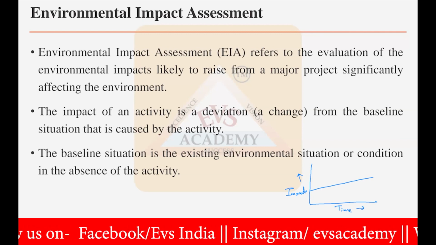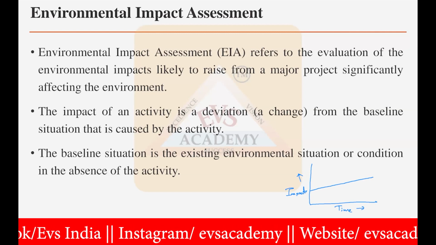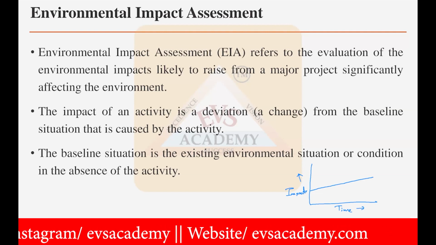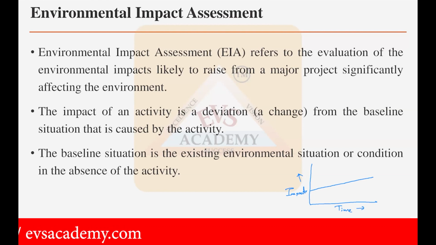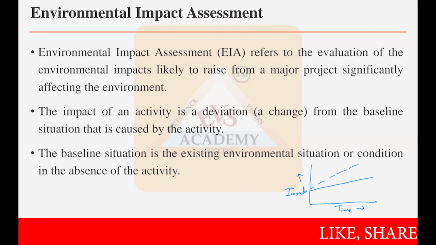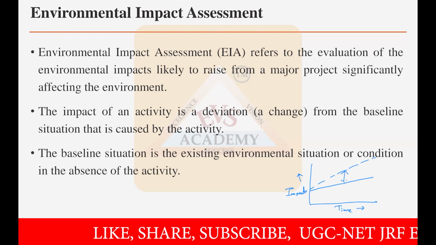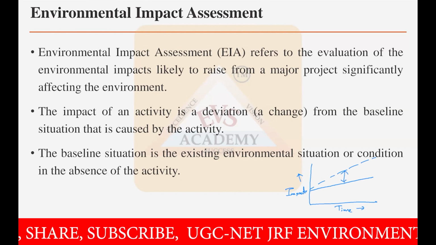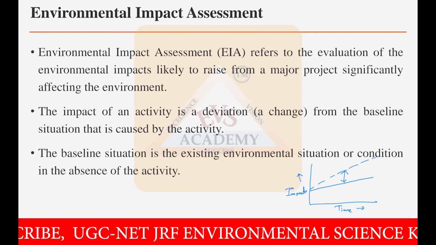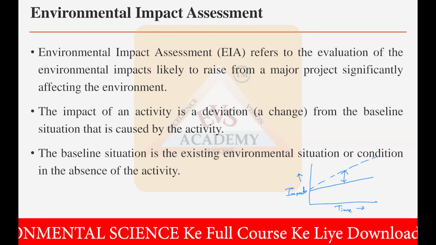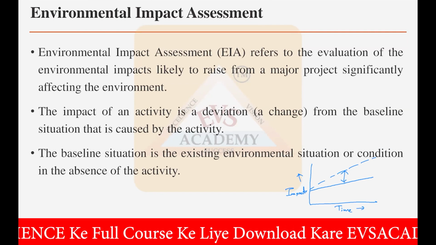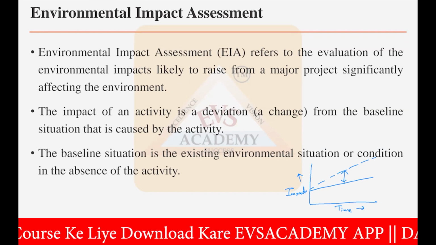So this should be the line, but the actual line, due to the installation of a factory or any industry that is likely to arise from a major project, rises like this. So this is the actual scenario. Here you can see this is the gap of impact that we have to assess. This is what environmental impact assessment is. This impact gap that we can see in this graph is what we have to assess. That is the environmental impact assessment.